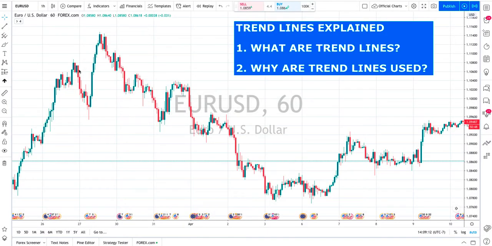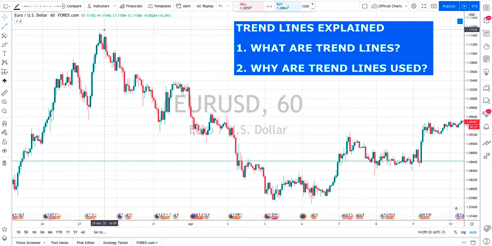Today I'm going to be going over trend lines, and more specifically, what are trend lines and why are trend lines used. So if you guys aren't familiar with trend lines, they're basically just lines on the chart indicating the direction of the trend. So as you can see right here, price is clearly trending down, but to get a better visualization, people use trend lines to zone in on that specific area.